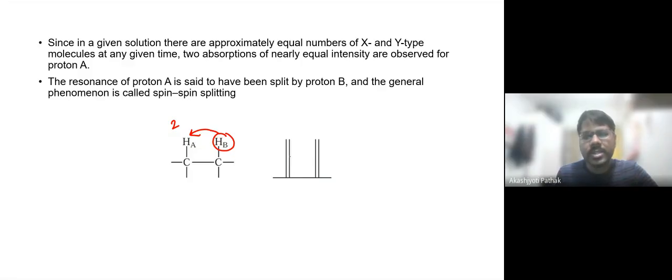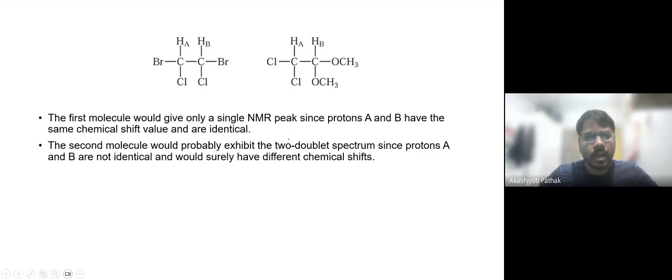And they are of the same intensity. Why are they of the same intensity? In case of a doublet, the two peaks that we get have an intensity of 1:1, because there are almost equal numbers of the X type molecule and the Y type molecule.